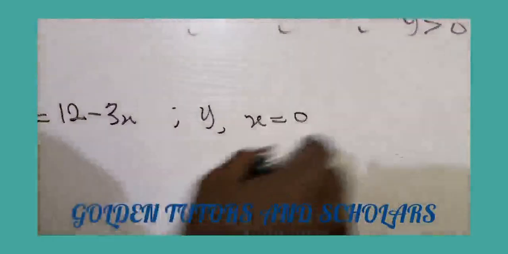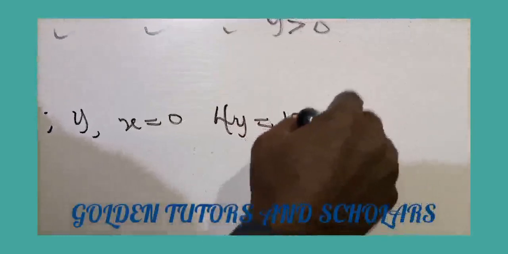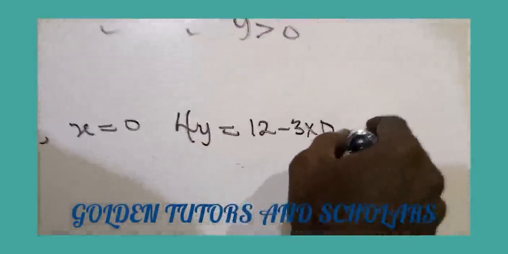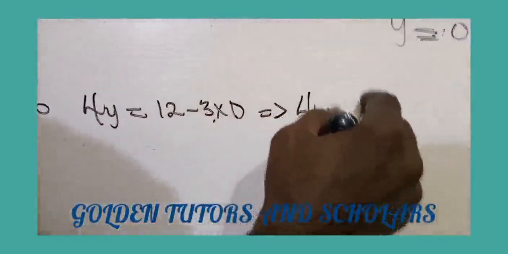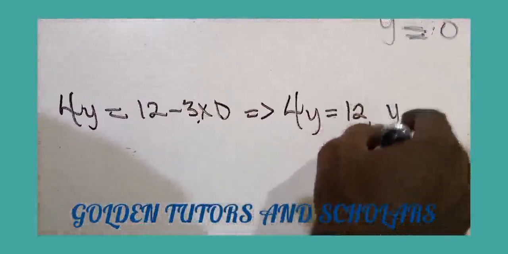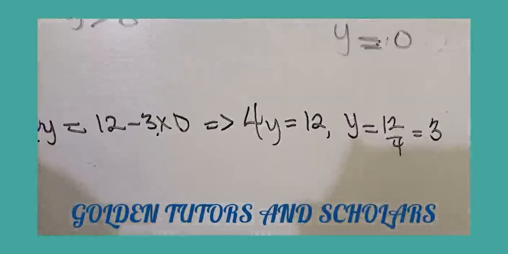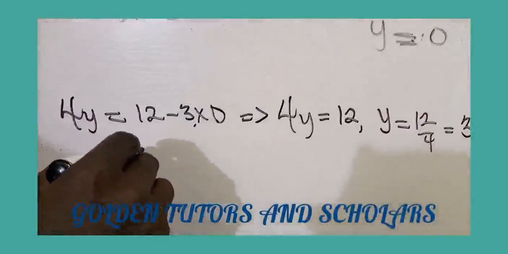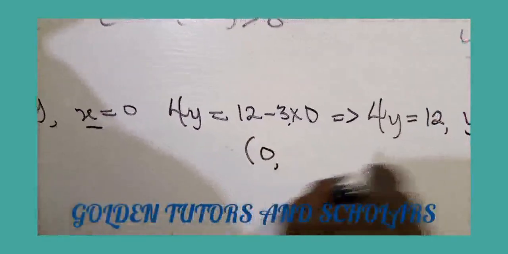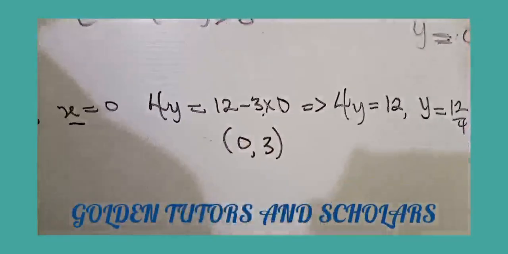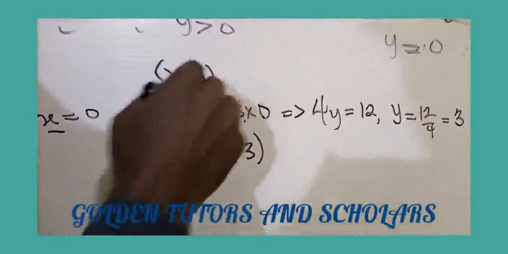Now, where x is equal to 0, this will be 4y equals 12 minus 3 times 0. So it implies that 4y equals 12, since 3 times 0 is 0, which shows that y is equal to 12 over 4, and that is 3. It means that the ordered pair for x and y, remember x is 0 here, is 0 comma 3. When we say ordered pair, we are talking about the ordered pair x comma y.